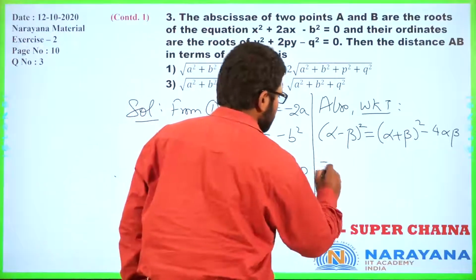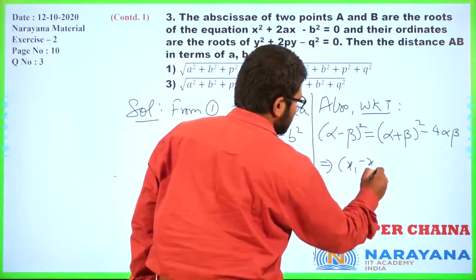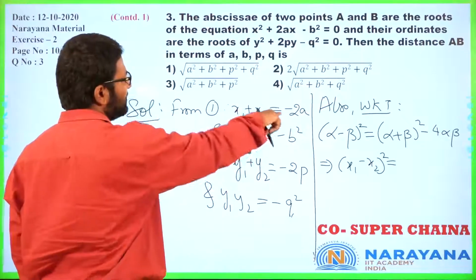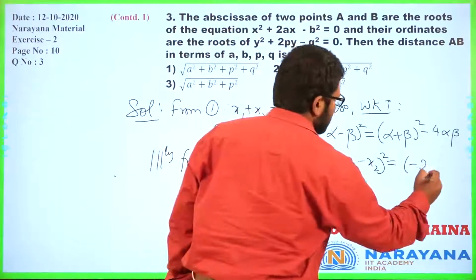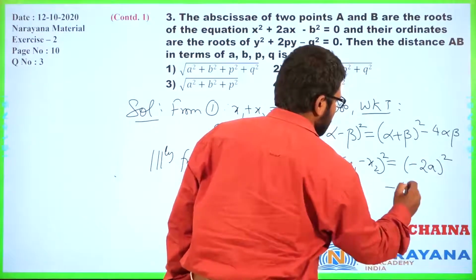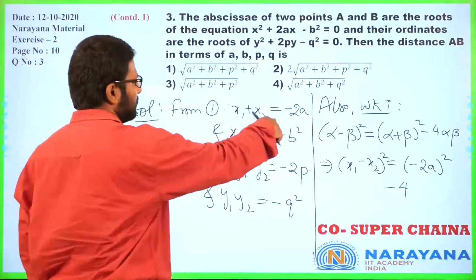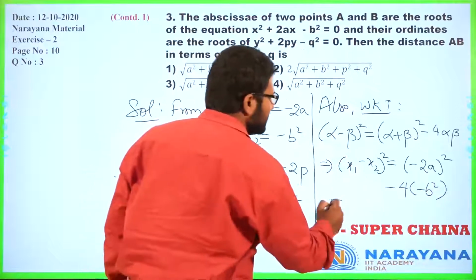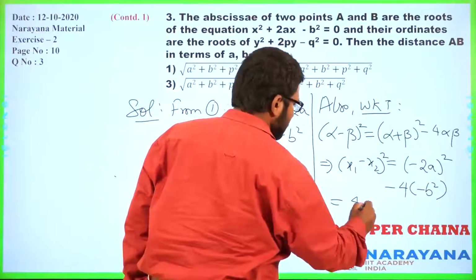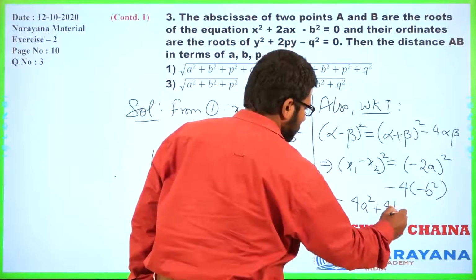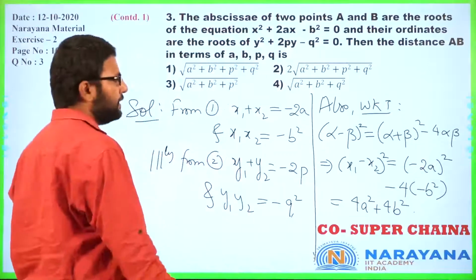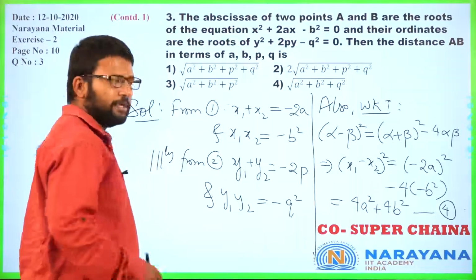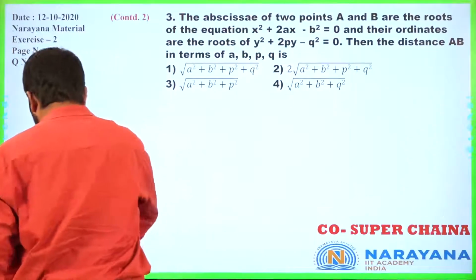Which means (x1 minus x2) the whole square would be sum square minus 4 times product. Sum square is (minus 2a) the whole square minus 4 times product, which is minus b square, right? How much is that? That is 4a square plus 4b square, right? Mark this as result number 4, right?